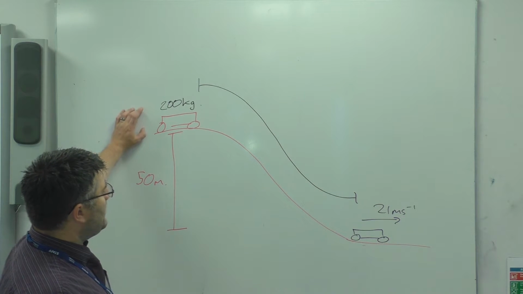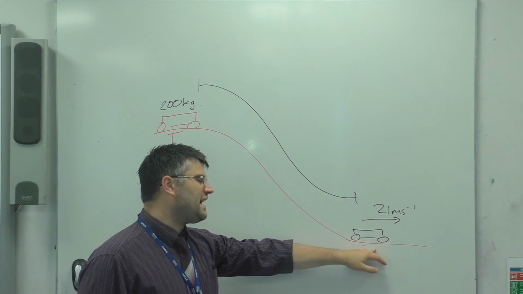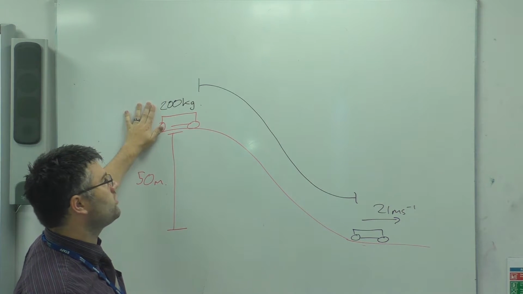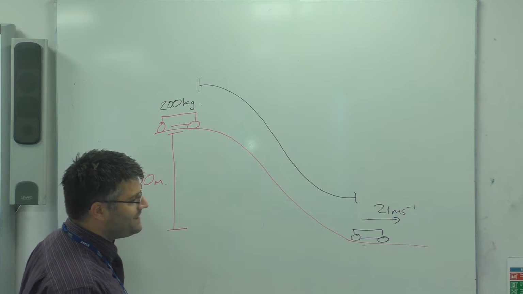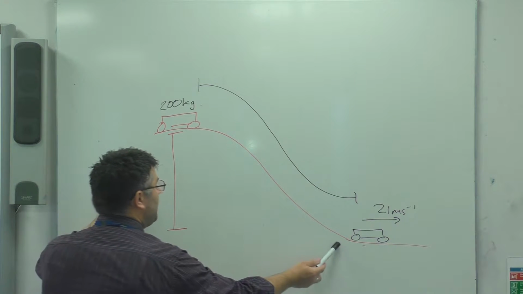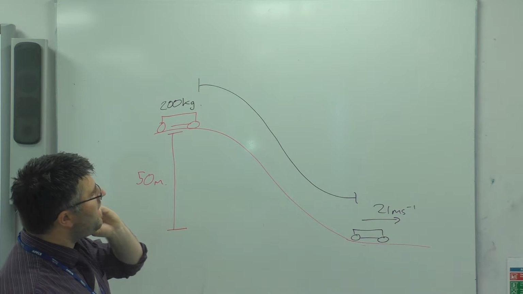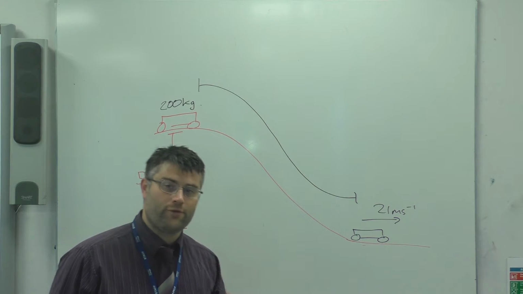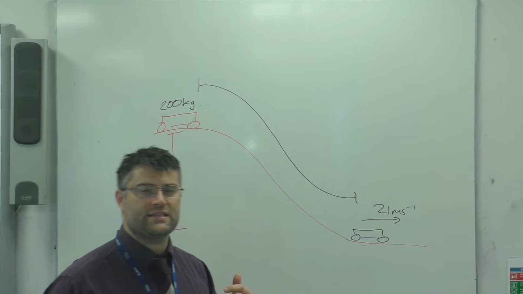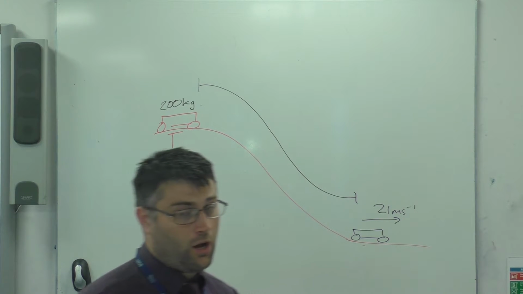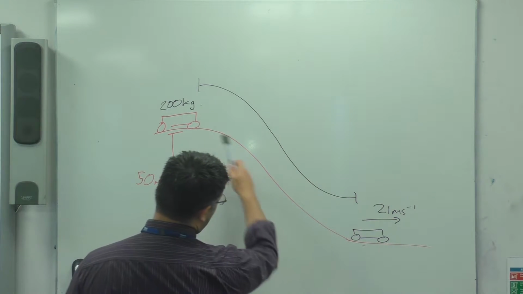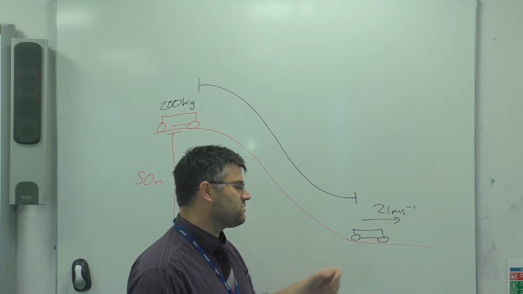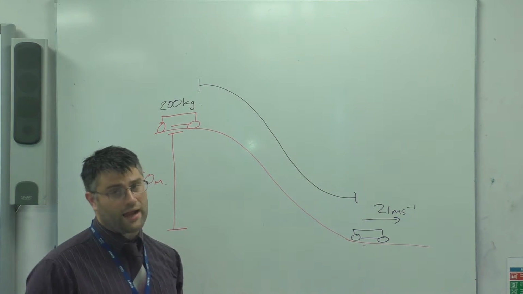So here we've got a cart on top of a hill rolling down some track and eventually reaching a speed of 21 metres per second. We've got a mass of our truck of 200 kilograms. We've got an initial height of 50 metres from the final point over there. Now the question is, what is the average frictional force that is done upon the truck going down the track to cause it to be moving at this speed? So what's the average frictional force down the track?